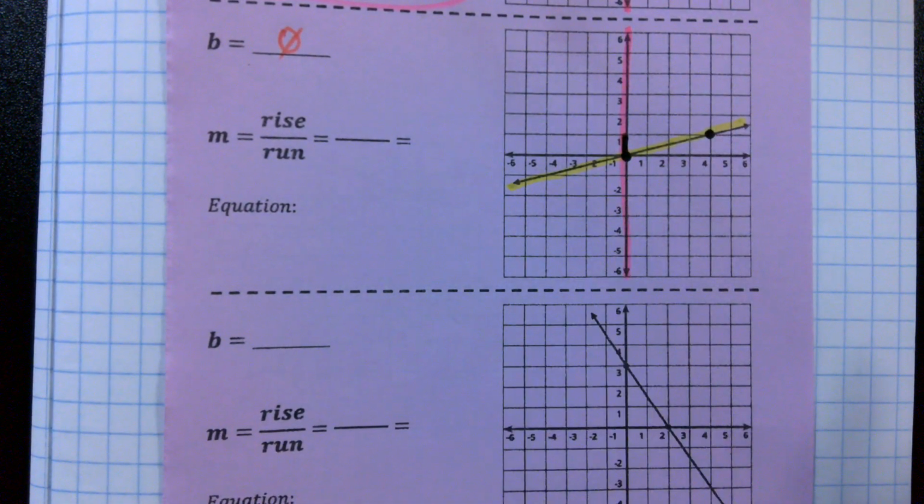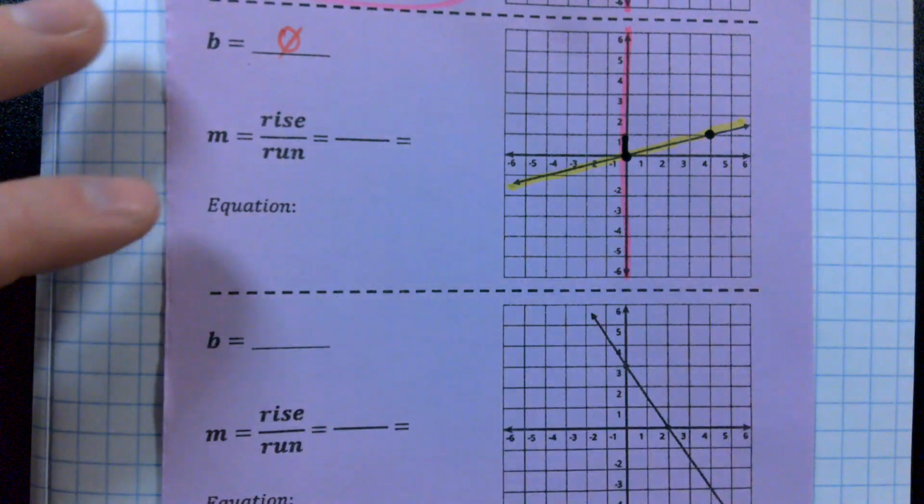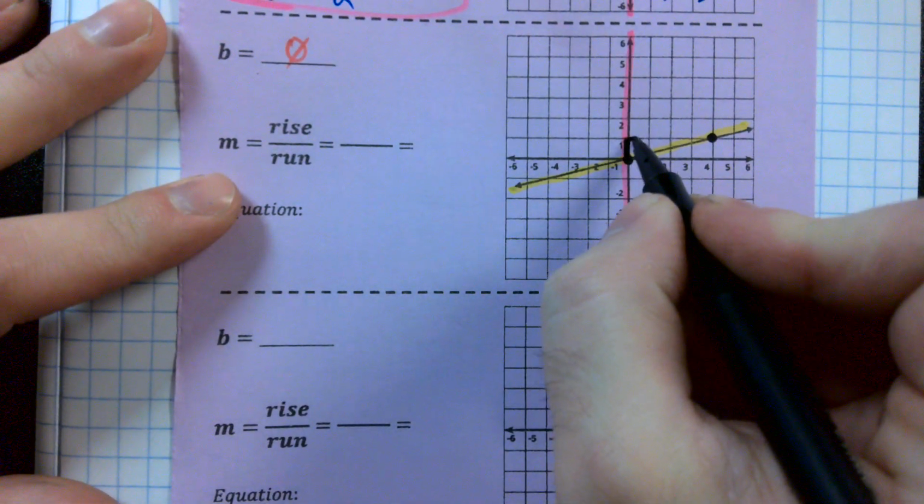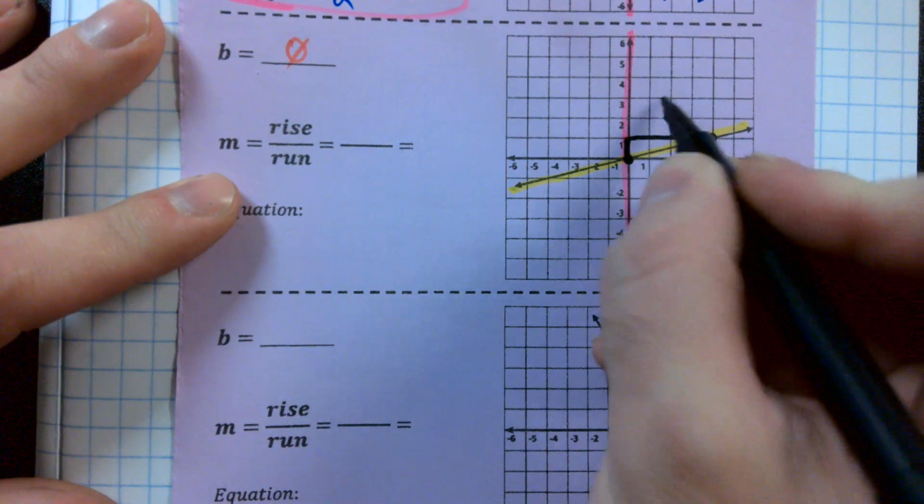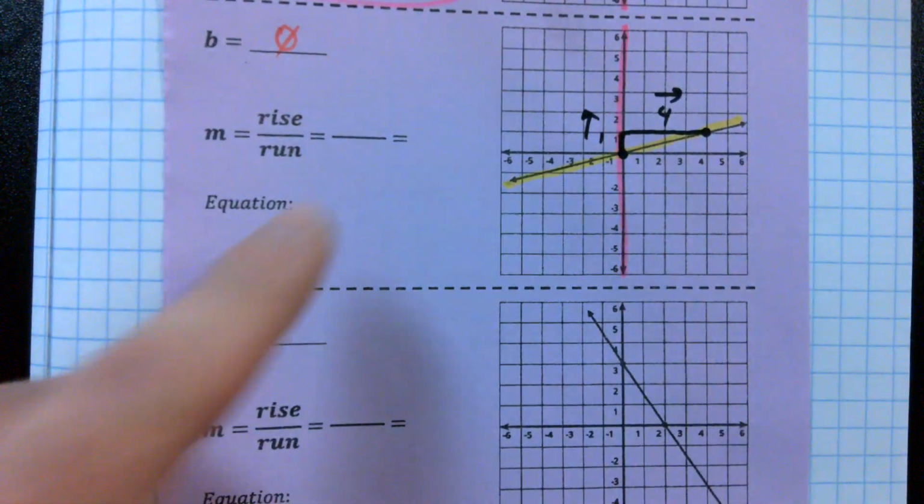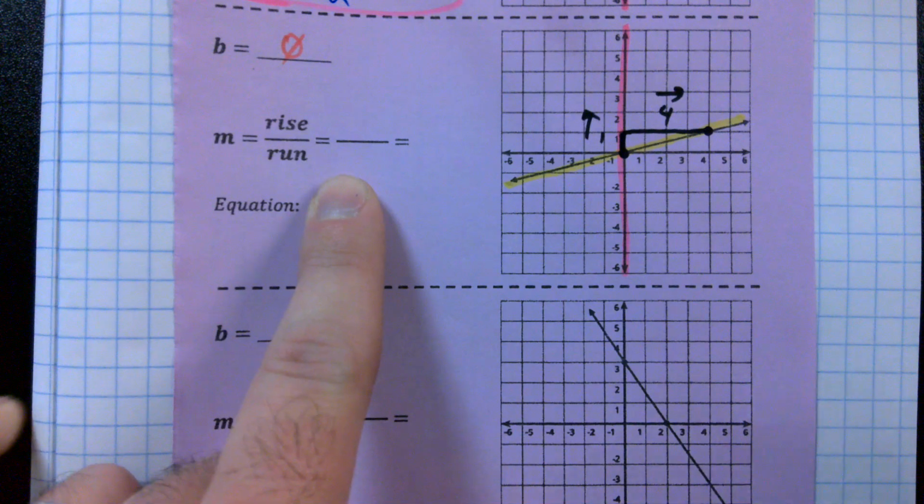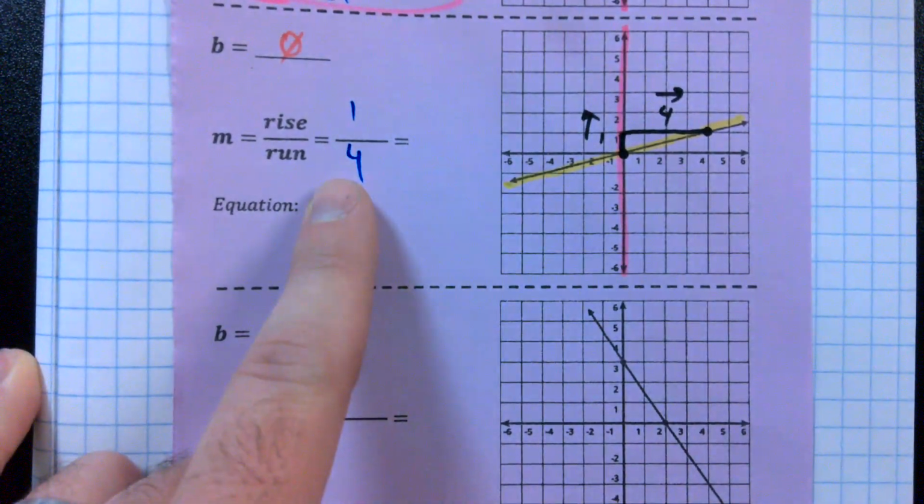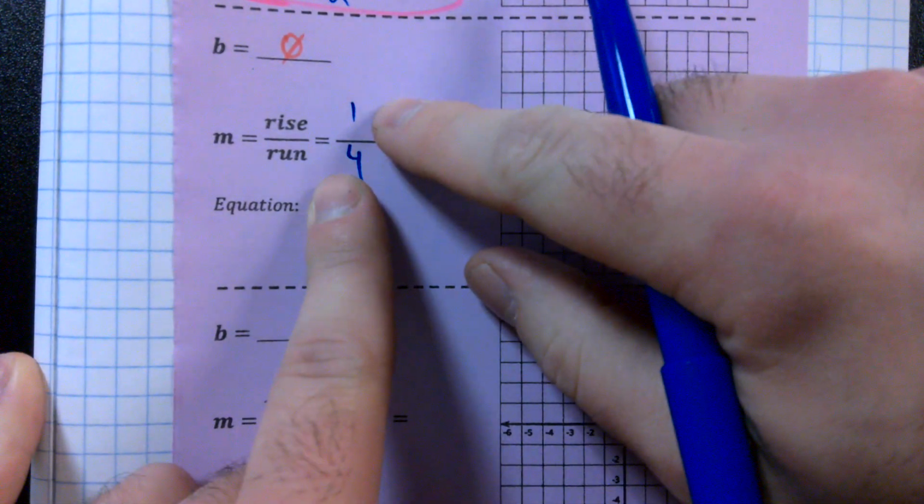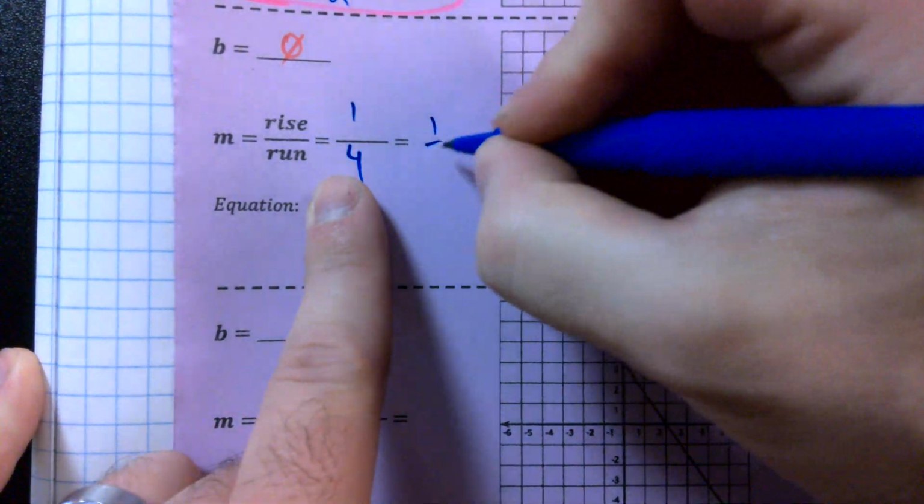I'm always running to the right. Like we said, the Super Mario games, you're always running to the right. How many spaces to the right am I going? 4. So what's my fraction going to look like? 1 over 4. Can I simplify 1 over 4? No, because there's a 1 on top. So we're just going to leave it as 1 over 4.